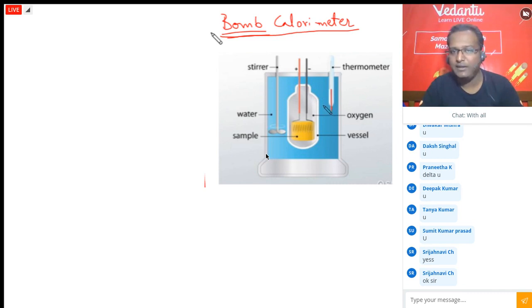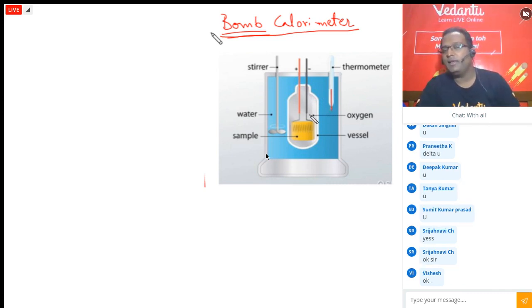I repeat, suppose the reaction generates some heat, it is exothermic. That heat will get lost to the water around it because you are taking a large quantity of water and a very small vessel. Generally the vessel will be of size 5 ml, 10 ml, and the water around it will be a few liters. So it will not happen that so much heat is liberated that the water evaporates.